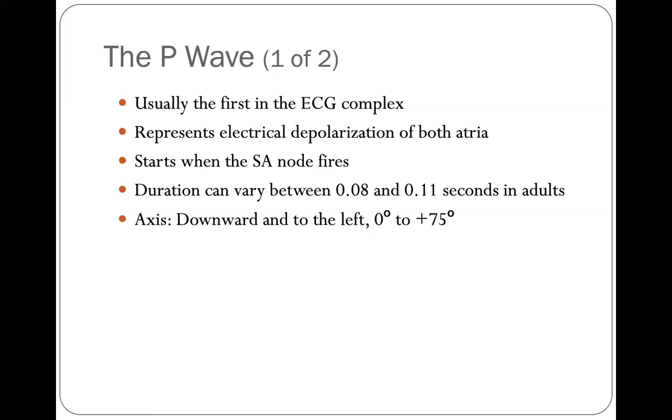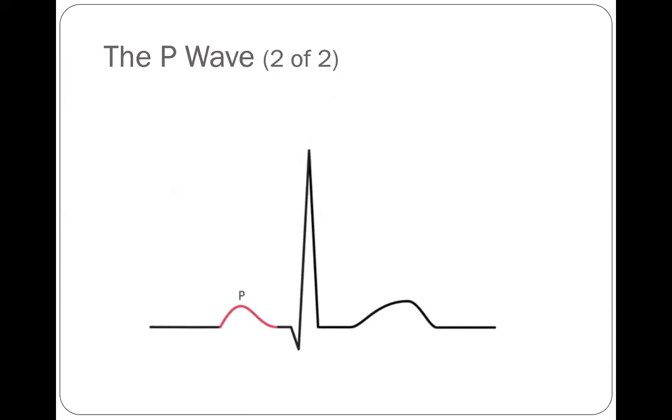The P wave starts as soon as the SA node fires, or just at the tail end of the SA node firing. It usually is between 0.08 and 0.11 seconds, and normally has a downward and to the left axis, so 0 to 75 degrees. I know that that's kind of foreign right there, but that'll become clear when we start talking about each of these components in more depth. So just kind of file it away for the moment. And so here's our P wave.